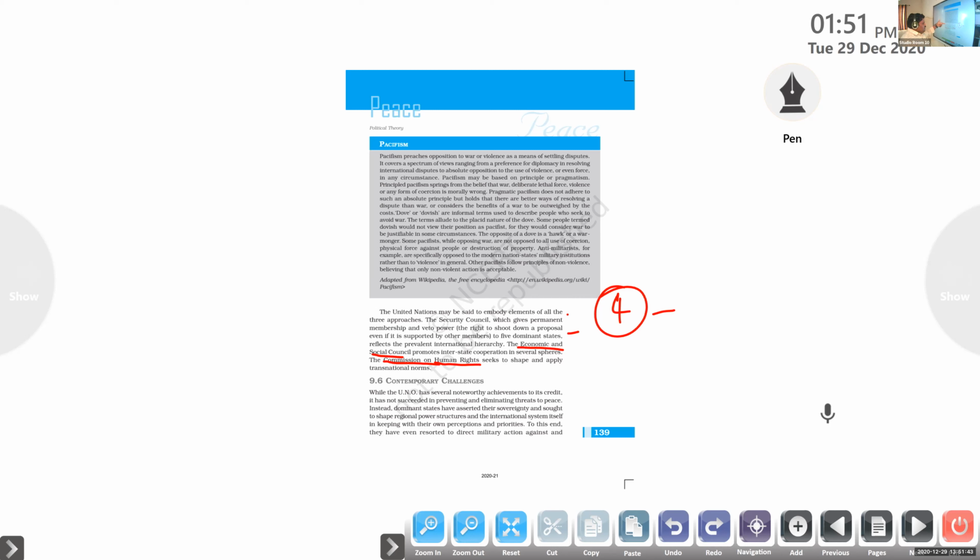What are they? First of all, the Security Council. Five dominant countries are there. Do you know what those countries are? What are the five dominant countries in the Security Council of UNO? Any idea about that? Come on, if you know the answer, please tell me.